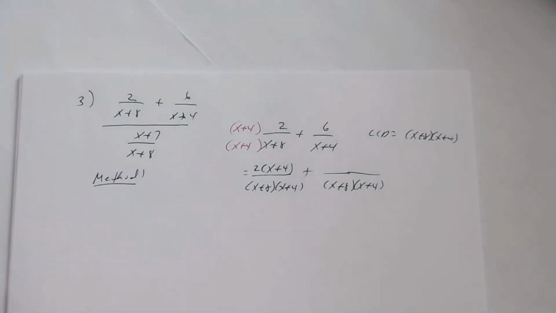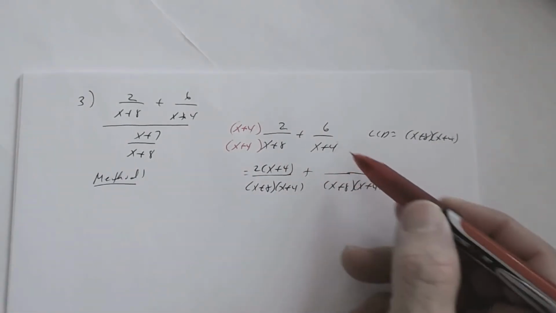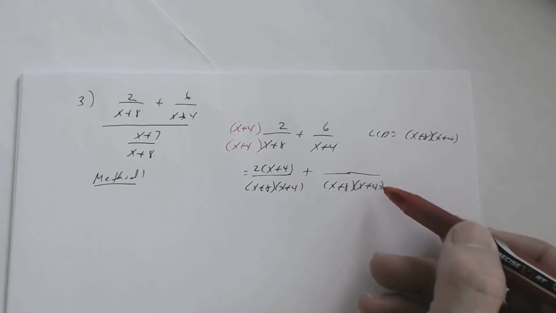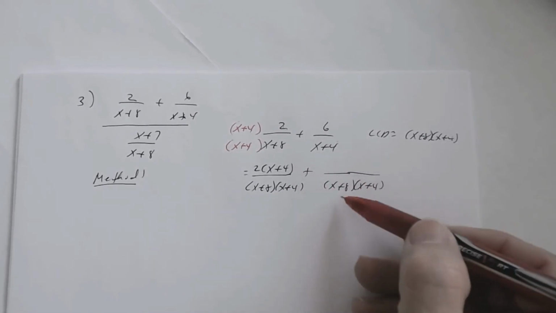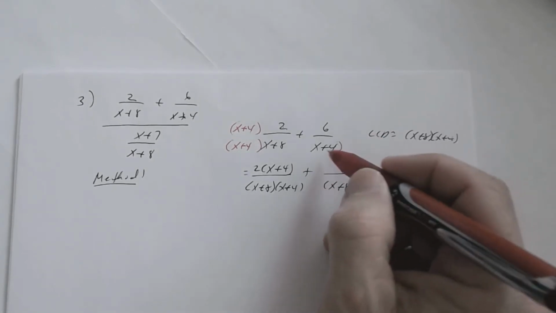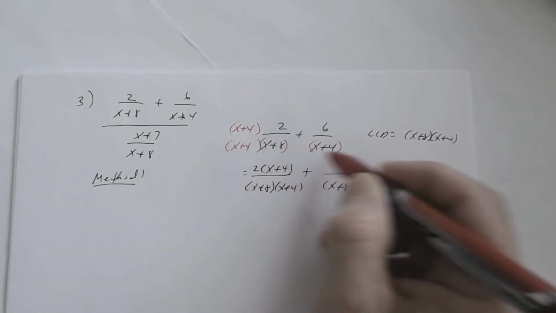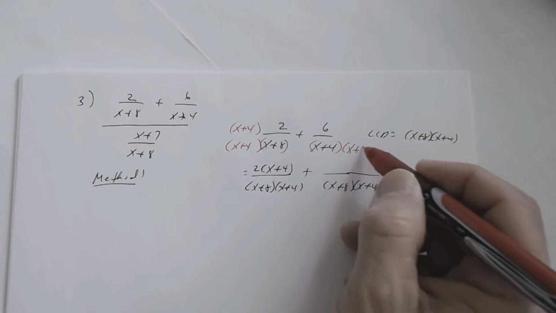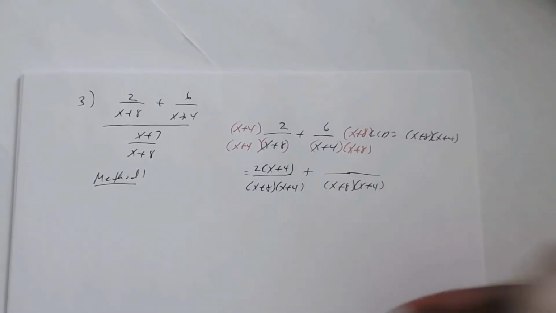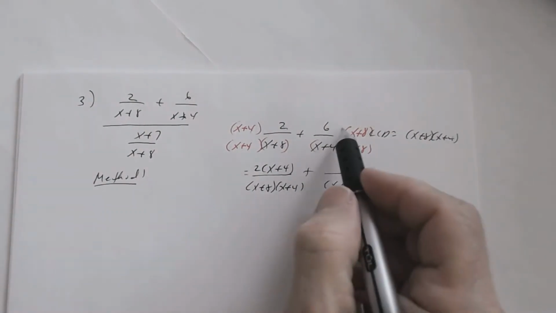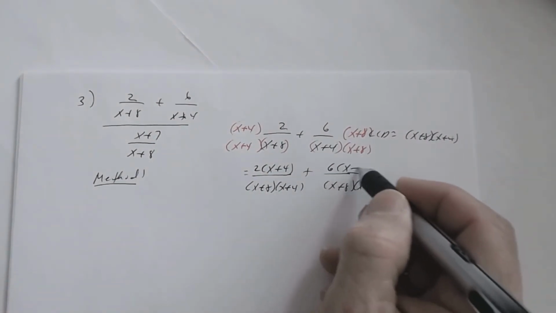Over here, what factor is missing? I have x plus 4. I want to write an equivalent fraction that has these two factors. I have the x plus 4 factor, I'm missing the x plus 8. So I multiply by x plus 8, but what I do to the denominator, I have to do to the numerator. So my numerator is going to be 6 times x plus 8.